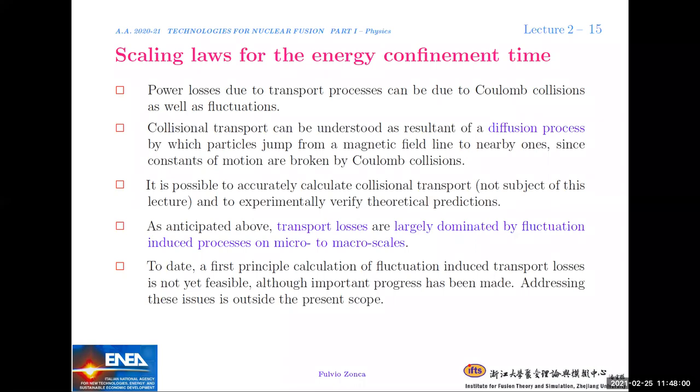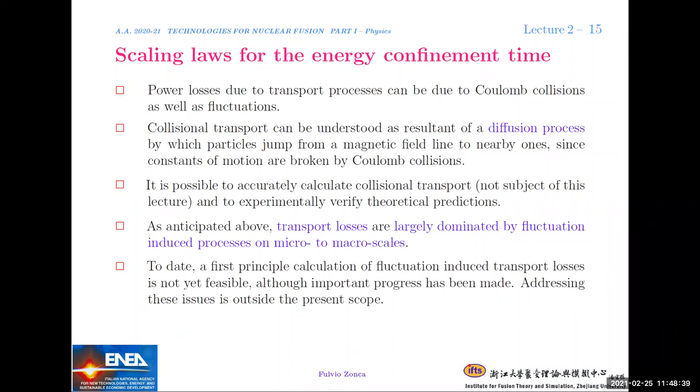And when they do this, since the Coulomb collision is a statistical process, and as we discovered yesterday, usually the collisional friction and exchanges are dominated by many multiple collisions. So a statistical process enters. When particles can jump from one field line to nearby ones by a statistically dominated process, this becomes a random walk.